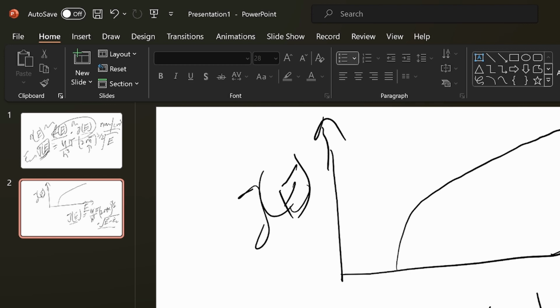Okay, this is a parabolic. It is parabolic if g(E) squared is directly proportional to E minus Ec. So this is the kind of parabola only, nothing else.